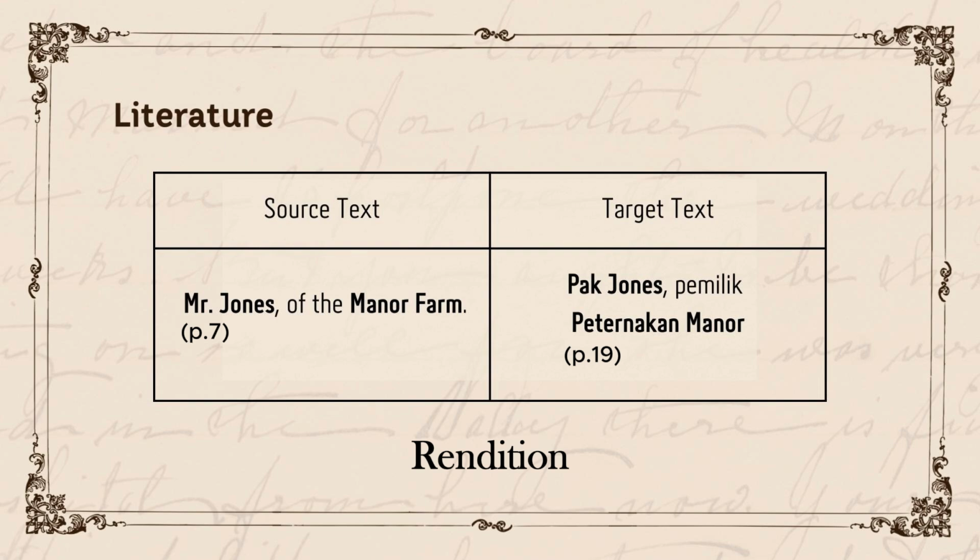This strategy is also applied in the word Peternakan Manor. Peternakan Manor in Bahasa Indonesia refers to an area used for business in crops and animals named Manor. It has the same meaning as the source text, which is an area of land and its buildings used for growing crops and rearing animals named Manor. So, just like Pak Jones, Peternakan Manor is also the literal translation of Manor Farm.